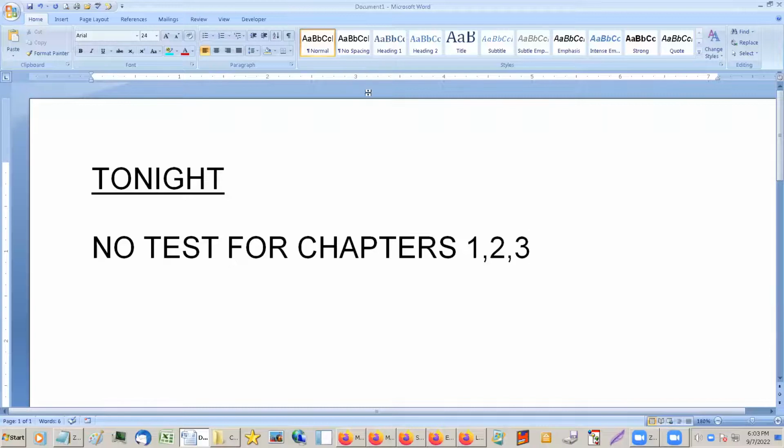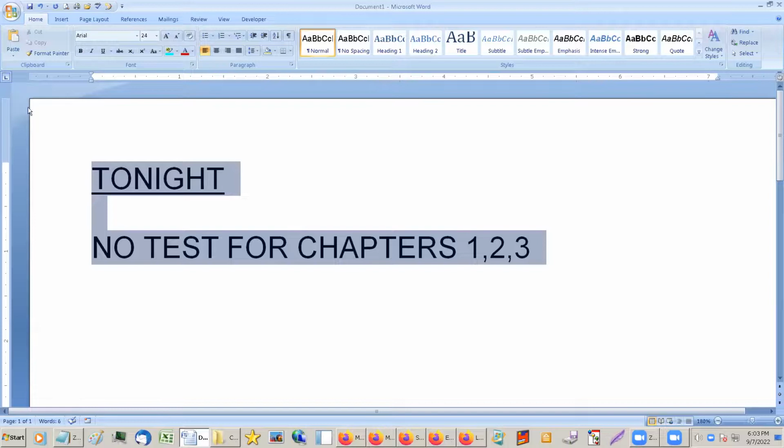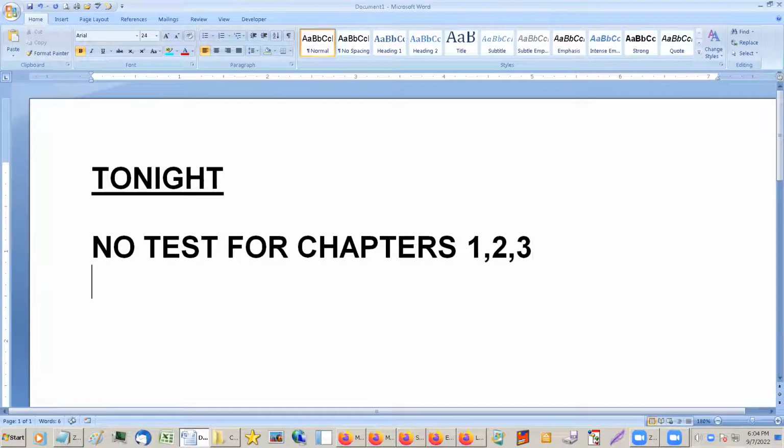So all you have to do is turn in the handout. The handout's the only thing you need to turn in for chapters 1, 2, and 3. And for chapters 4 and 5, I'm going to break up the handouts into different sections.